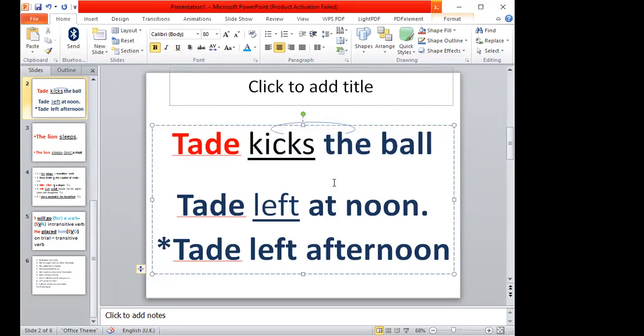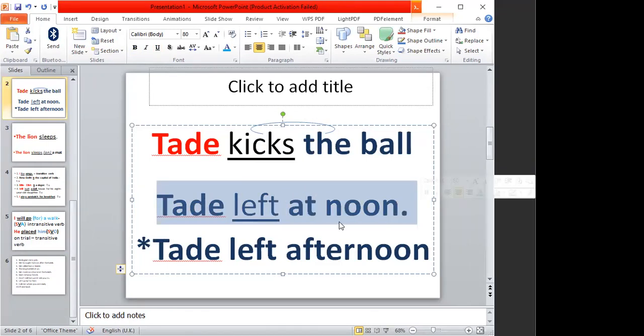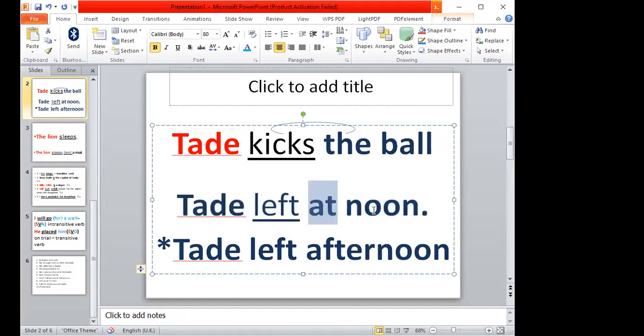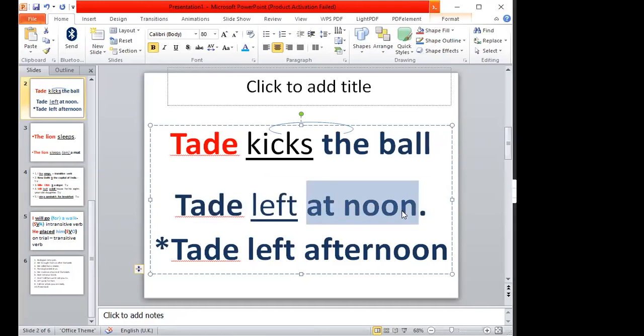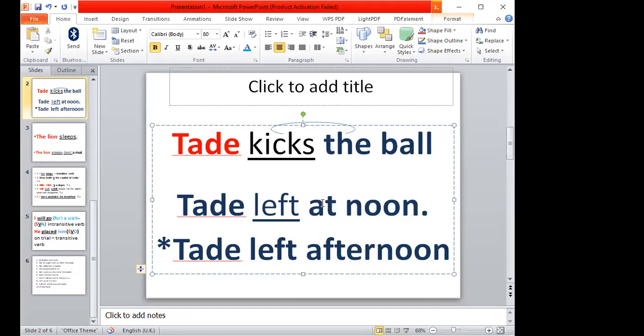Also, another thing I want you to know is that for you to identify a transitive verb, what you have as the object will always be a noun or a pronoun. But if we look at the second sentence, what we have here is an adverb of time. Because this is not a noun or a pronoun, it makes this verb an intransitive verb.